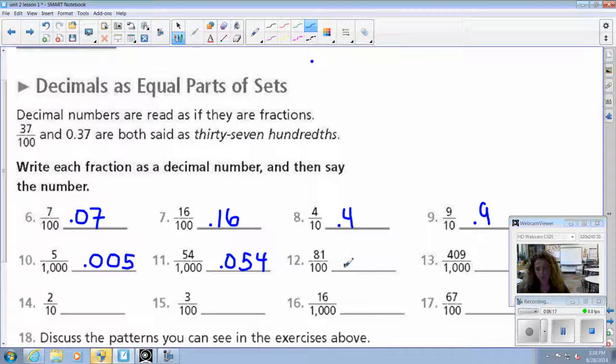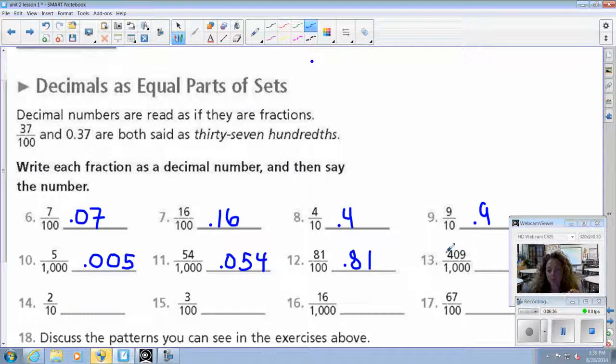So 81 hundredths, we're going to put an 8 in the tenths place value and a 1 in the hundredths, because we say the place value of the last digit that there is in the number. So when we hit the end of the number, then we get to say the place value. So we're going to say the last place value that's in there.